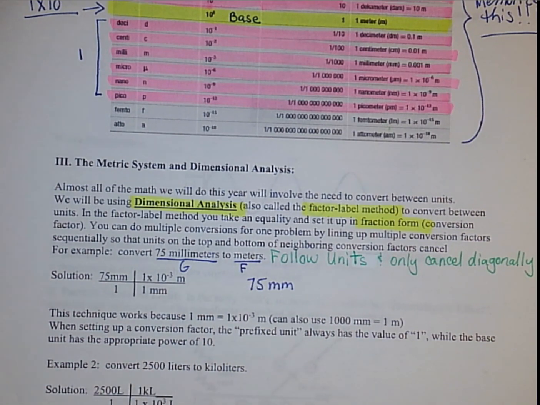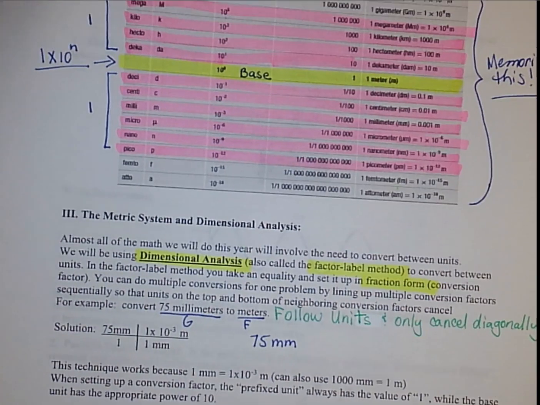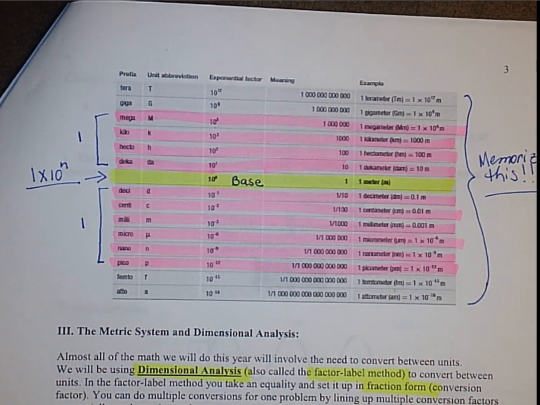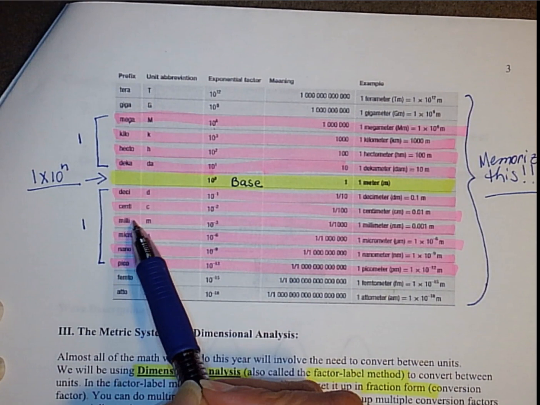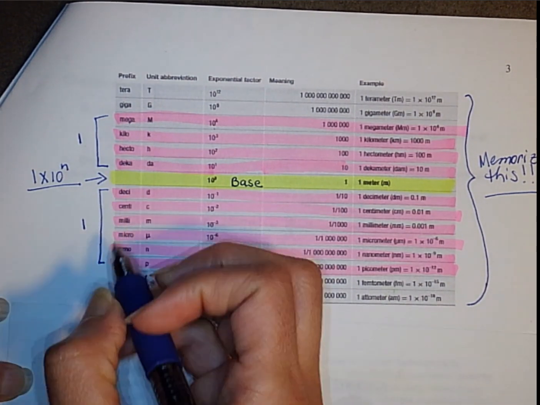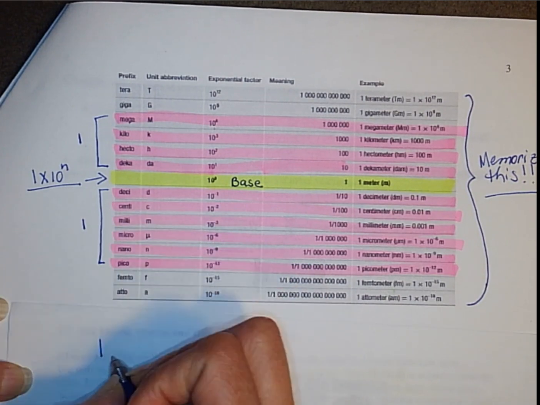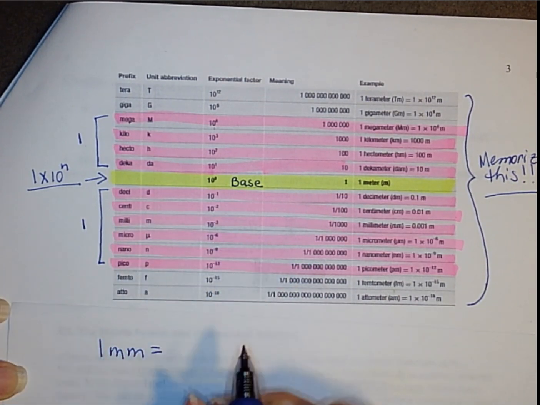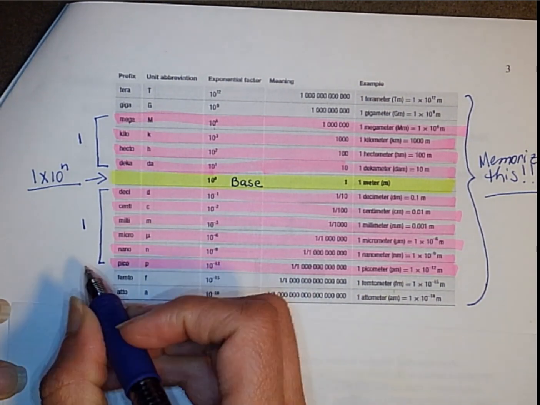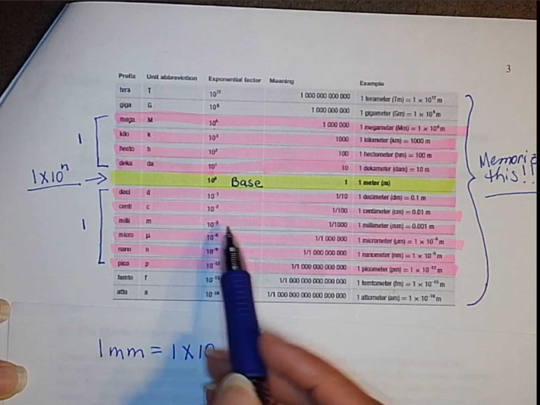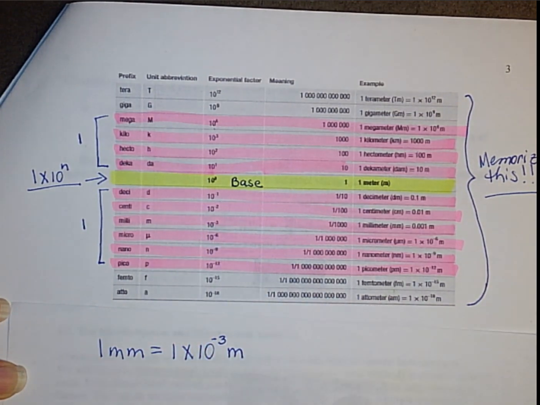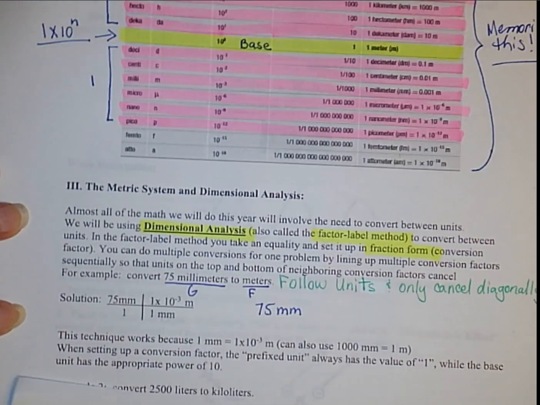So you're going to go back to your metric prefix chart, and we're going to see what the conversion is between millimeters to meters. Remember that since it's millimeters, we're going to put 1 millimeter is equal to, and our base is always going to have 1 times 10 to the, in this case, because it's millimeter, to the -3rd meters. So this is the conversion factor that we're going to use for this problem.